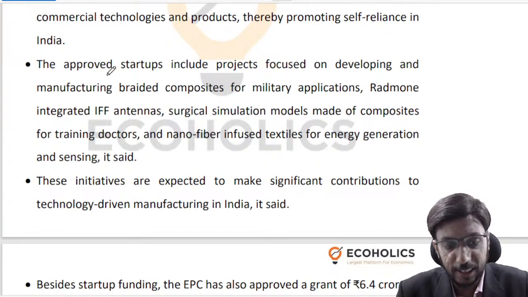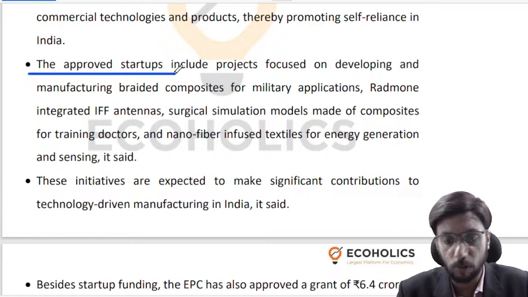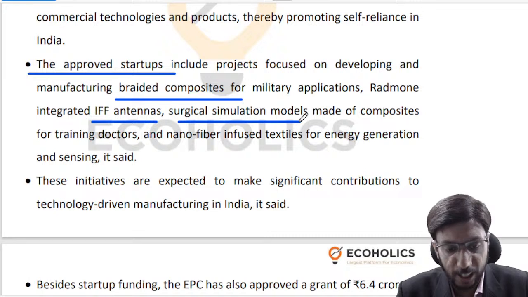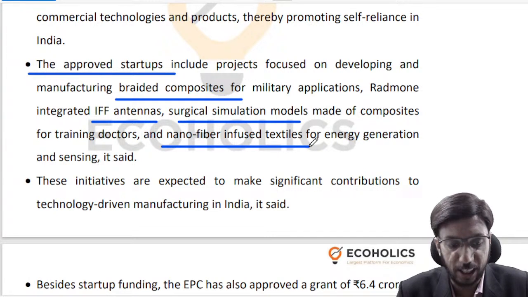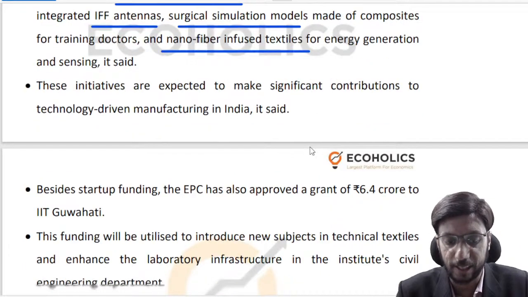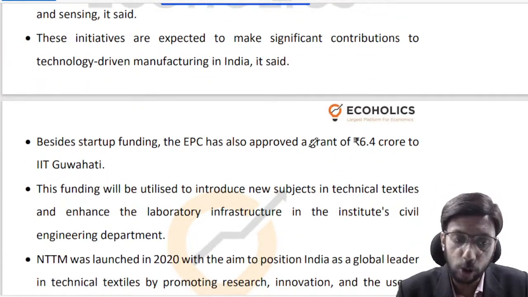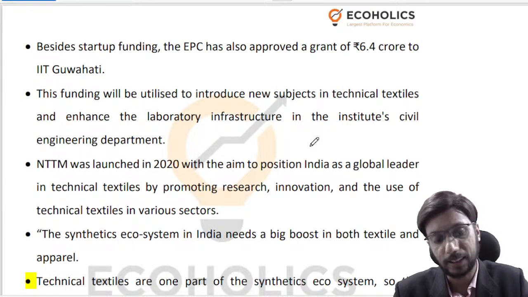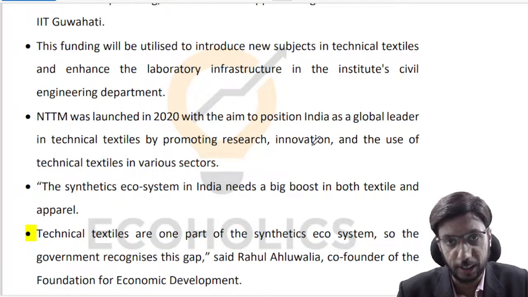The idea is that these approved startups, just to give you a sense of what's happening over here, will be manufacturing braided composites for military application. They will be manufacturing Radome integrated IFF antennas, surgical simulation models for training doctors, nanofiber infused textiles for energy generation and sensing, right? So you can see that we're talking about really cool high-tech kind of stuff, right? So that's about the recent development.